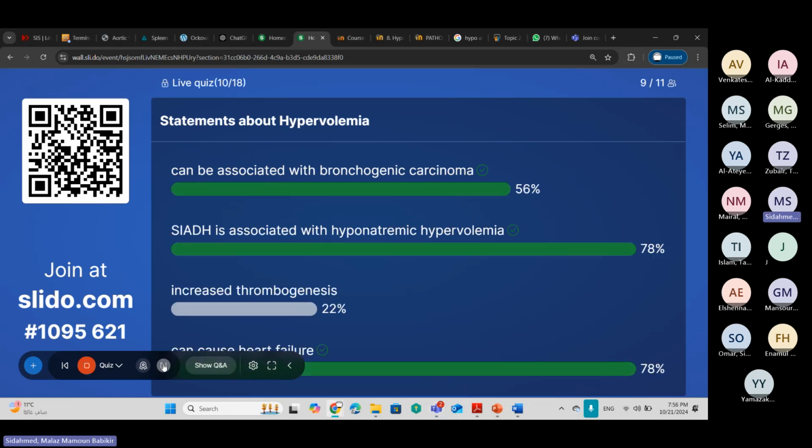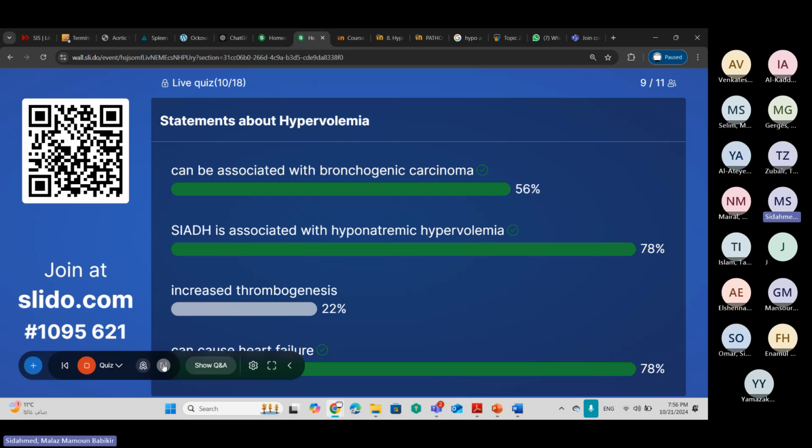And okay, so hypervolemia can be associated with bronchogenic carcinoma. Does anyone know how and why? Yes, I know it. Thank you, Tawhid. But any of the third years know why? Because it secretes ADH. Exactly, exactly. So it can cause syndrome of inappropriate ADH release, and that's why it causes hypervolemia.